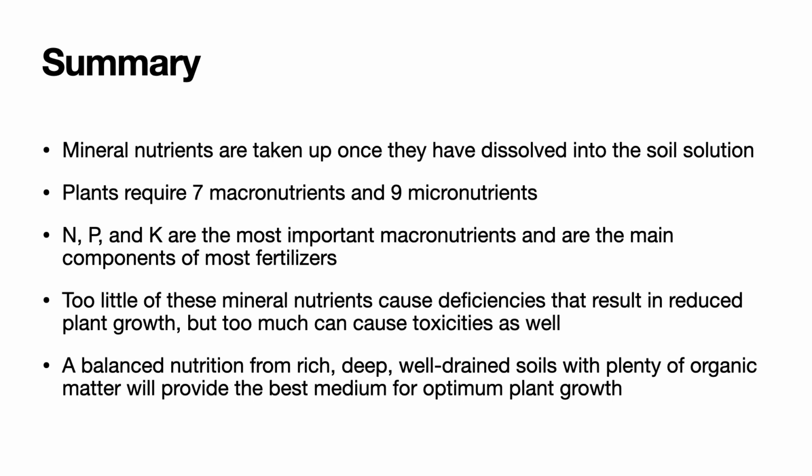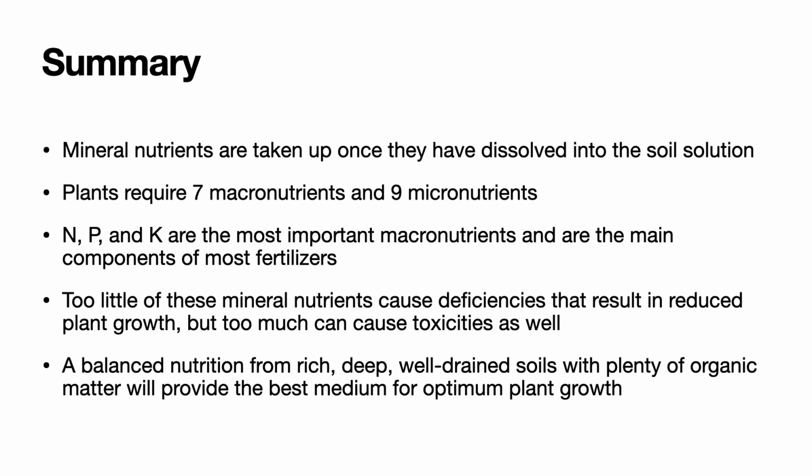So in summary, mineral nutrients are taken up once they have dissolved into the soil solution. Plants require mineral nutrients. Seven of those are macronutrients. That is, they're needed in higher concentrations in the plant in order to grow, develop, and reproduce. And there are nine micronutrients, nutrients that are needed in much lower concentrations than the macronutrients. Nitrogen, phosphorus, and potassium are the most important macronutrients and are the main components of most fertilizers.